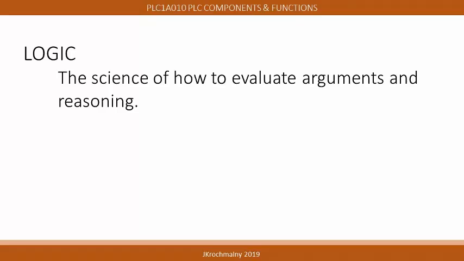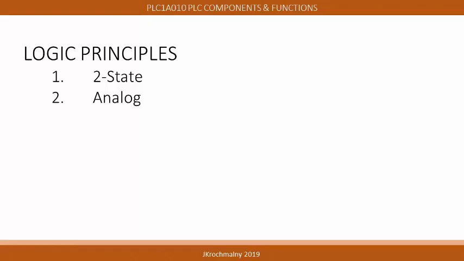Referencing automatic systems, the term logic is often used. By definition, logic is the science of how to evaluate arguments and reasoning. In reference to the logic involving automation, there are two principles of logic. Number one, two-state logic, and number two, analog logic.